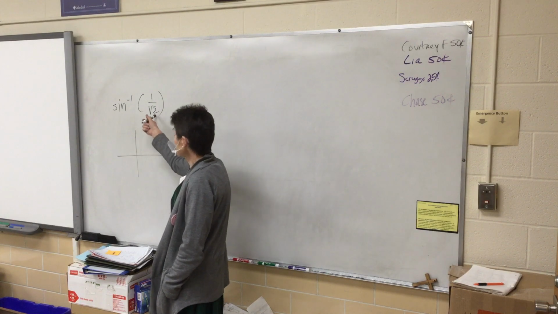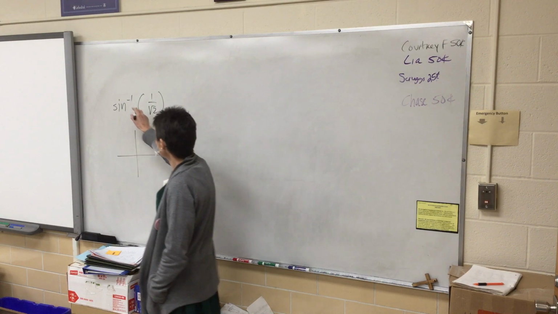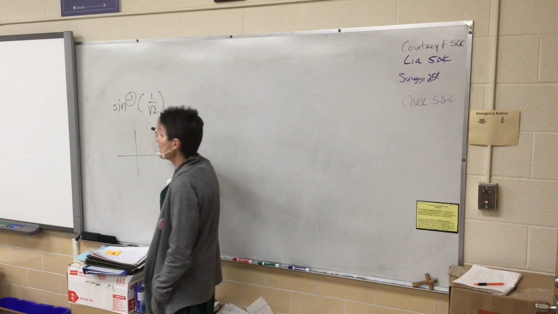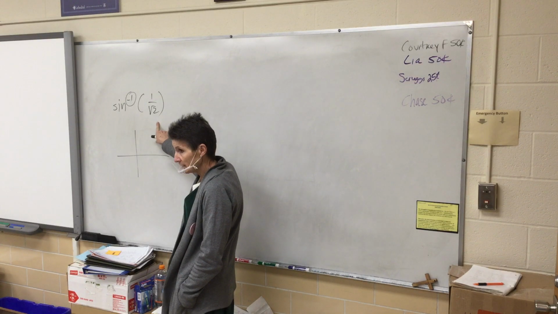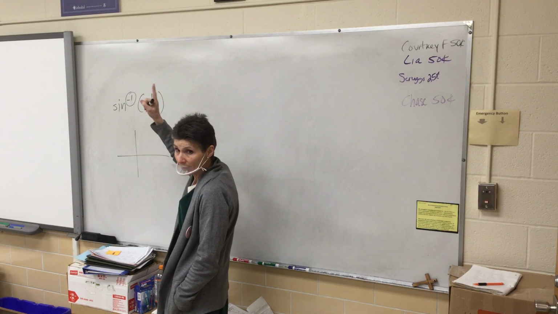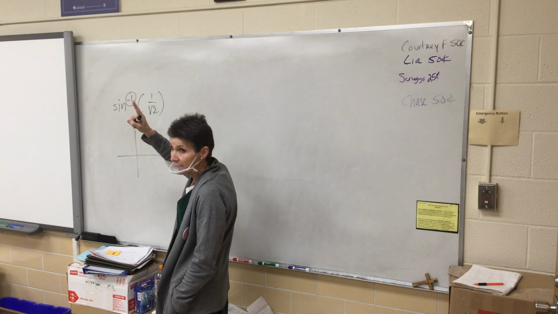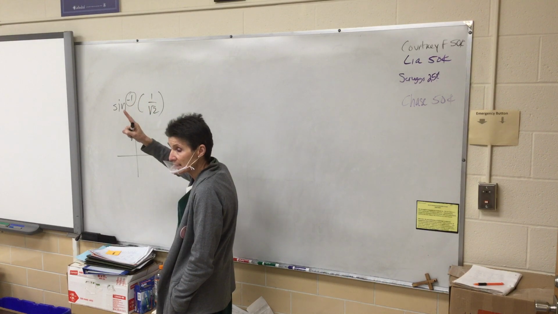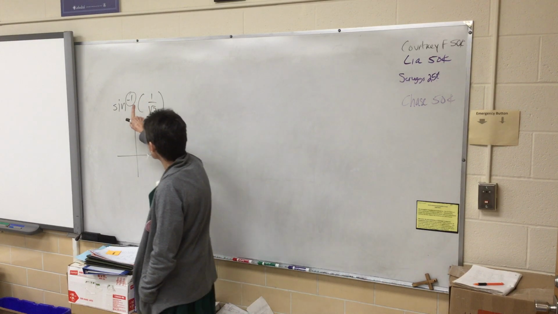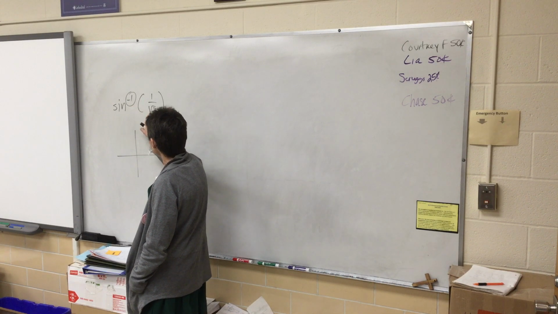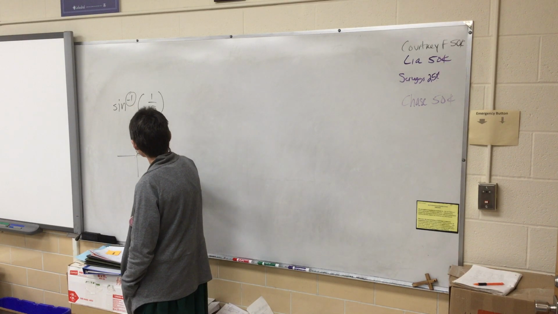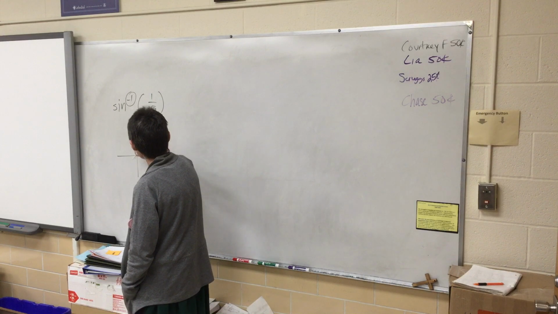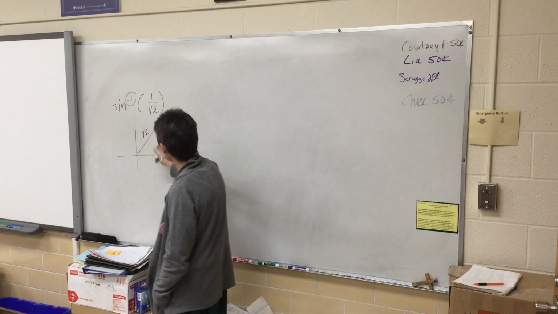And this is a positive number. So when I see this notation and a positive number, I'm going to draw my picture in quadrant 1. I need to know that. That's just one of those things I need to memorize. So when I see the inverse notation and a positive, I'm going to draw it in quadrant 1. And the sine is opposite over hypotenuse.